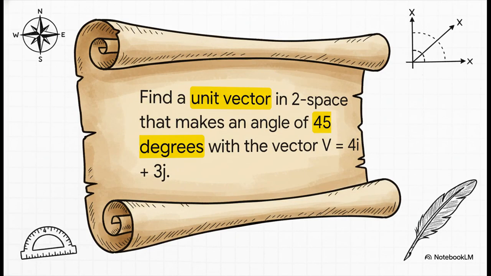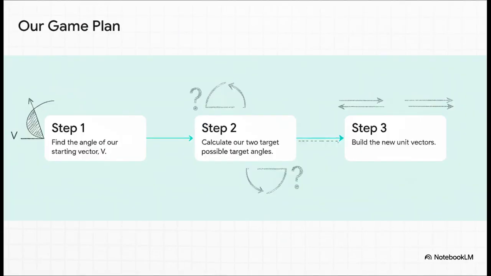All right, here it is, our official quest for today. We need to find a unit vector, that's a key word, a unit vector that's positioned exactly 45 degrees away from our starting vector, v, which is 4i plus 3j. Now, this might look a little intimidating at first glance, but don't worry, we've got a super simple three-step game plan. First, we'll find the angle of our starting vector, v. Then, we'll calculate the two target angles we're aiming for. And finally, we'll build our brand new unit vectors from those angles. Easy enough, right? Let's get started.